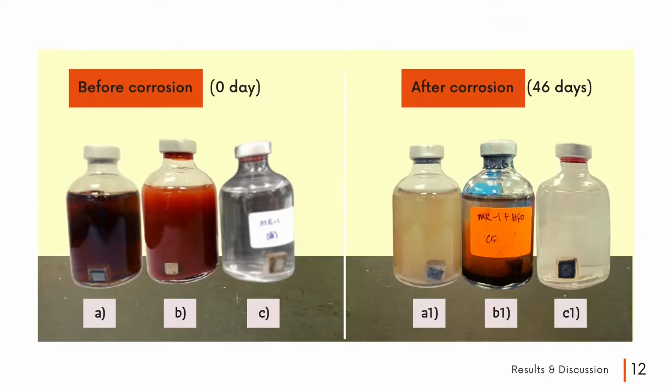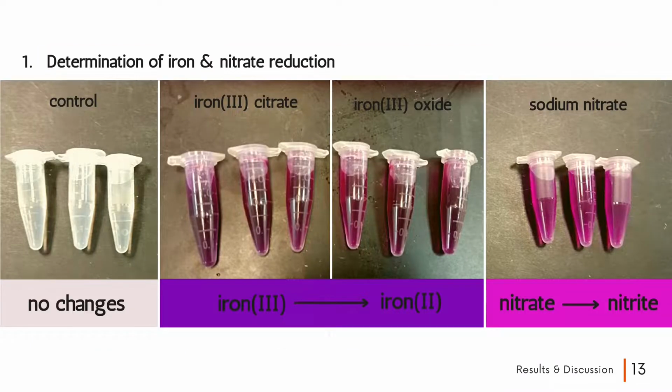After 46 days, the color changes of the media solution are slightly different. For sample A, iron citrate had a white color solution containing black and thin precipitate. Sample B, iron oxide, had a black dark brown color with thick solid, and sample C, sodium nitrate, had a slight whitish color with no precipitate. To determine if Shigella MR-1 is able to undergo metal respiration under oxygen depletion, both ferrozine and nitrite assays demonstrated the color change from colorless to dark purple for ferrous iron, and nitrate reduction from colorless to dark pink for nitrite in their respective assays.